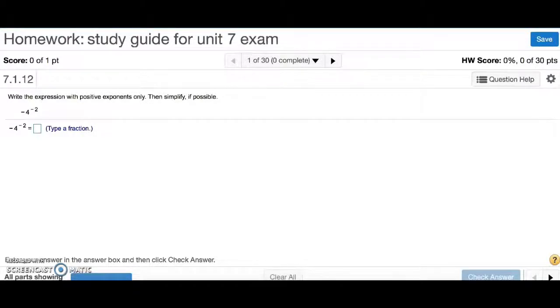Okay, study guide for Unit 7 exam. Number 1 is asking you to write the expression with positive exponents only, and then simplify if possible. So let's take a closer look at it.